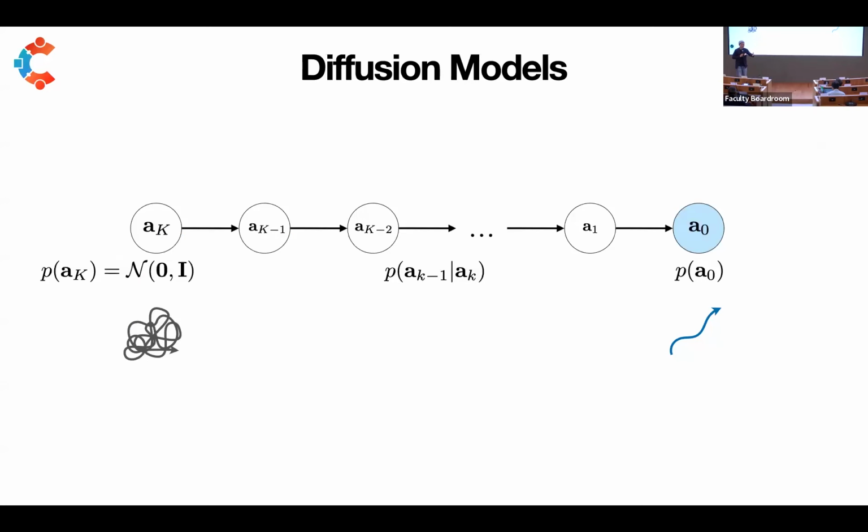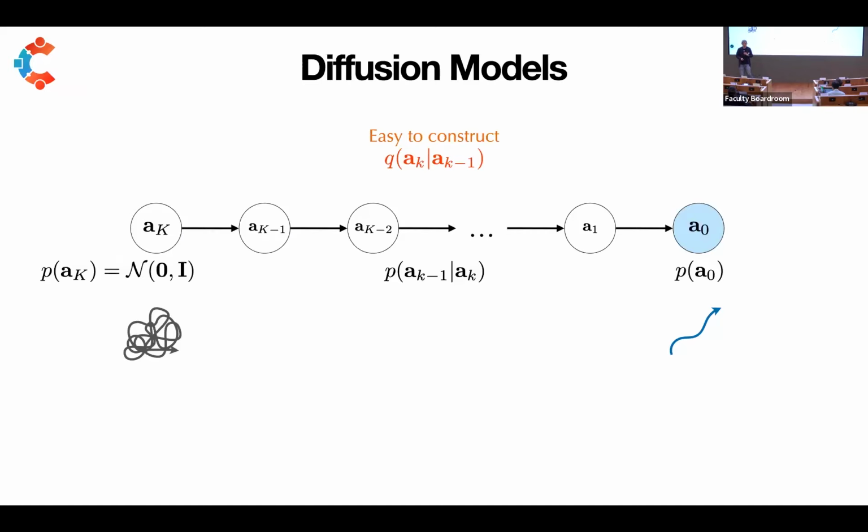We've covered diffusion models before, but just to keep everyone up to date, if you weren't here yesterday: the way diffusion models work is that you want to generate this target distribution, P(A0), and you generate it via a Gaussian distribution. You sample an action from a unit Gaussian, and then you gradually transform it into the target. Now it turns out it can be quite hard to learn this distribution.